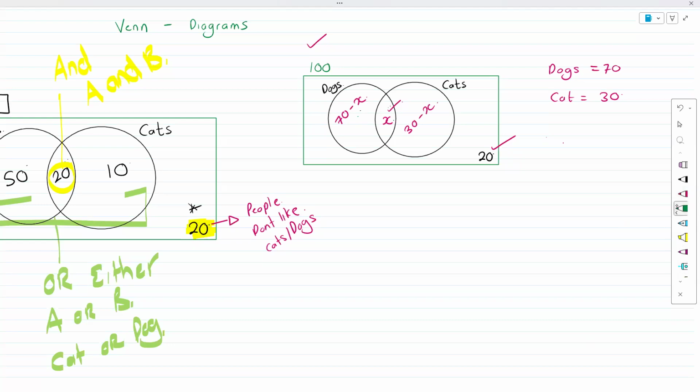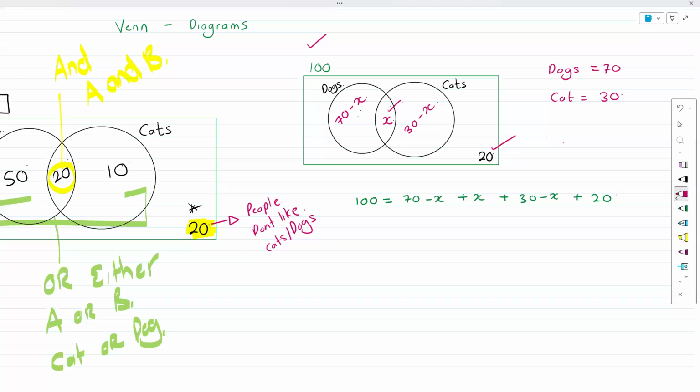So it is complicated, but how do we solve for x? The way we solve for x is to take the total. 100 equals to, guys, I made this question up, so I apologize if the algebra is messed up. But we take the total 100 and you add everything in the circle. 70 minus x plus x plus 30 minus x plus 20. And we start to work on it.